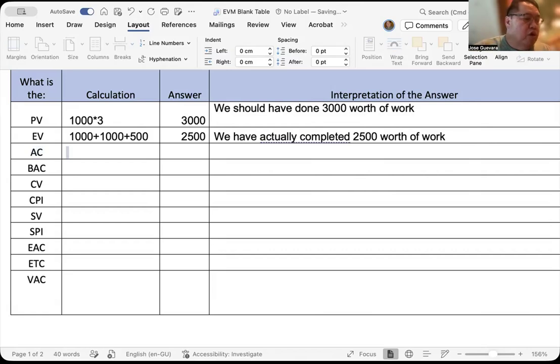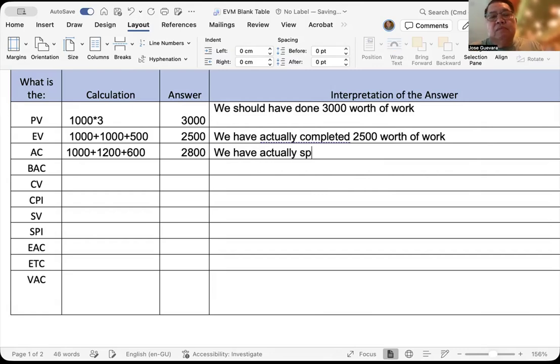Then the actual cost: day one, we spent $1,000. Day two, we spent $1,200. And day three, we spent $600, which gives us an actual cost of $2,800. We can say that we have actually spent $2,800.